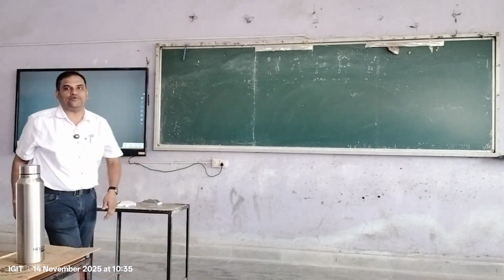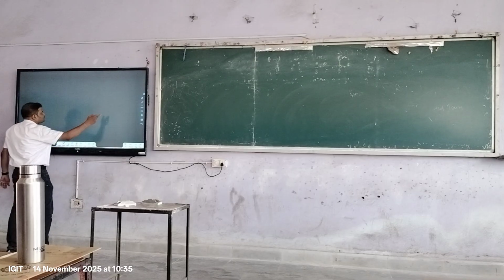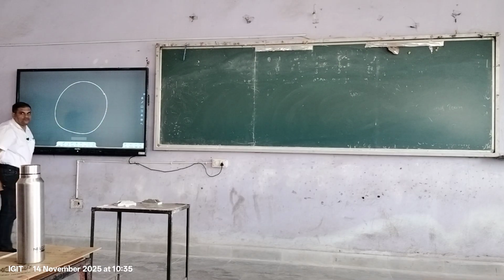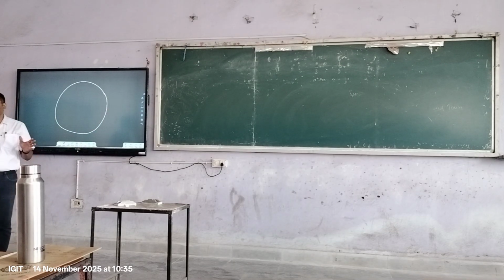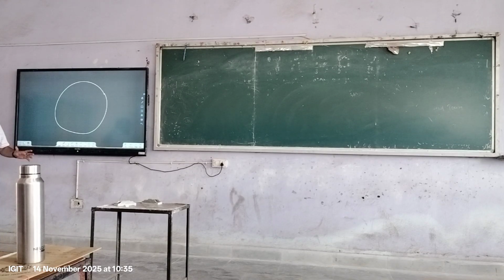So let us draw the picture, then we will come to the conclusion. Right? We got the circle here. The circle represents a stator upper part.